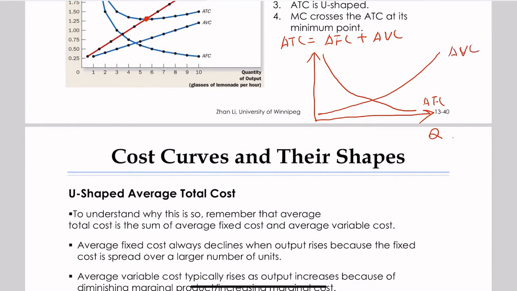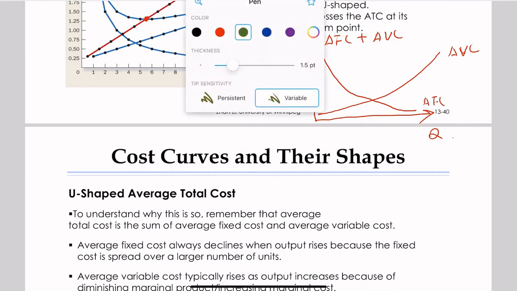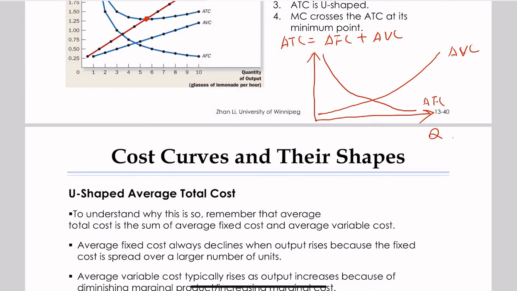And we know that ATC is the combination of these two curves. Now think about this: how will the ATC curve look if we combine the AVC curve and the AFC curve? Well, you can imagine that it has to look like this. So this is the ATC curve. You can see that the U-shaped ATC curve is very easy to understand once you decompose it into the AFC curve and the AVC curve.